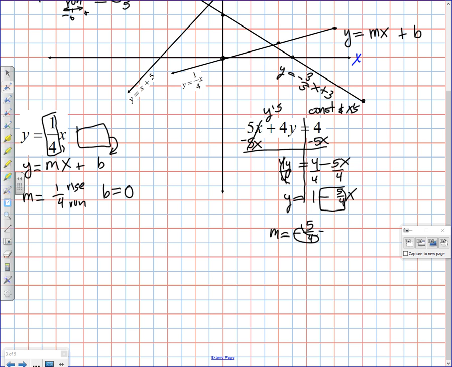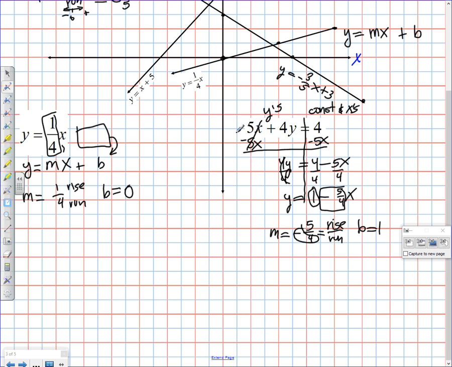Doesn't matter. So your rise will be 5, and the value of your run is negative 4. Now the b value is a number that's all by itself. The number that is all by itself is your b value. So b value is equal to 1.